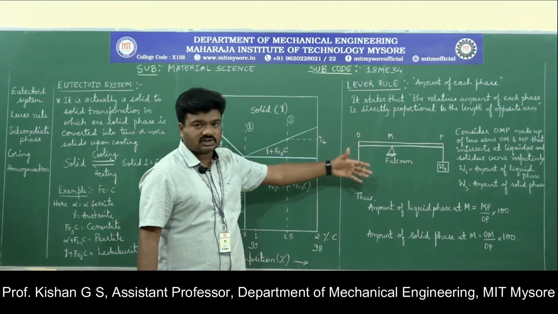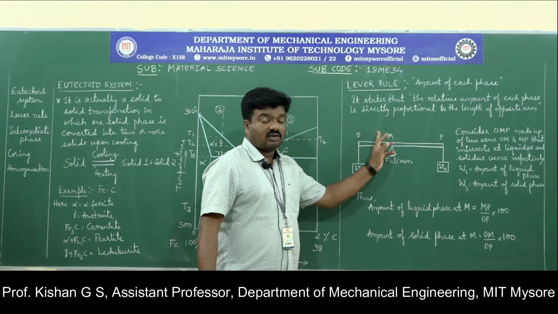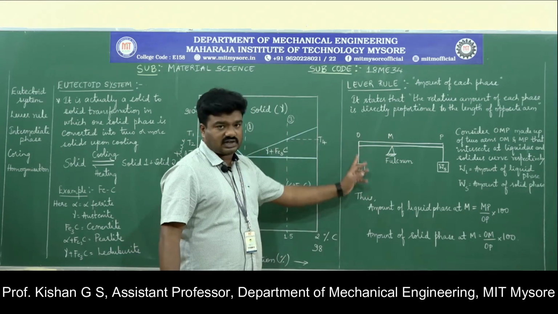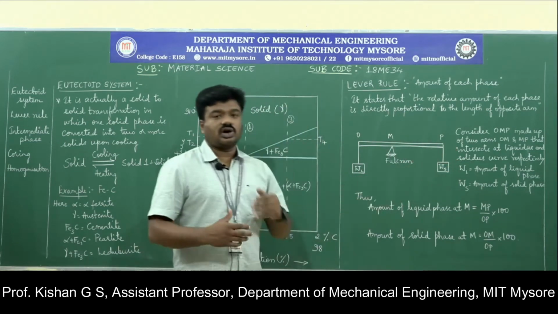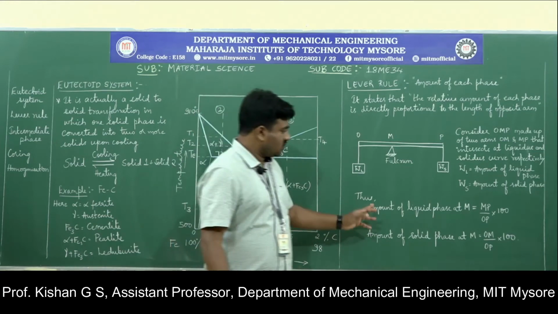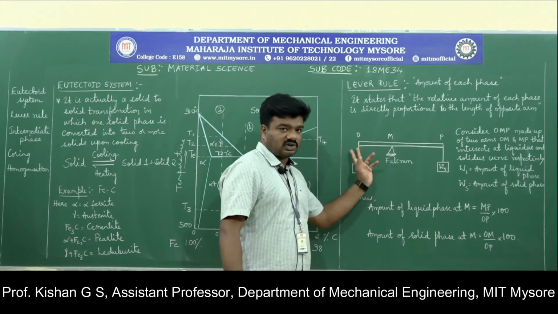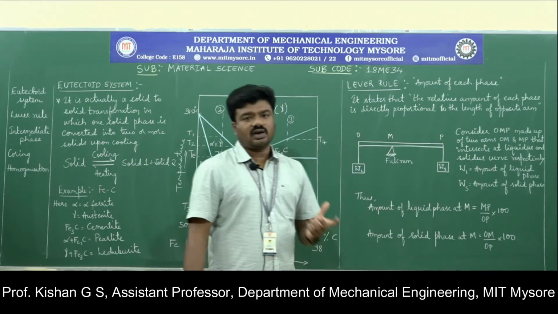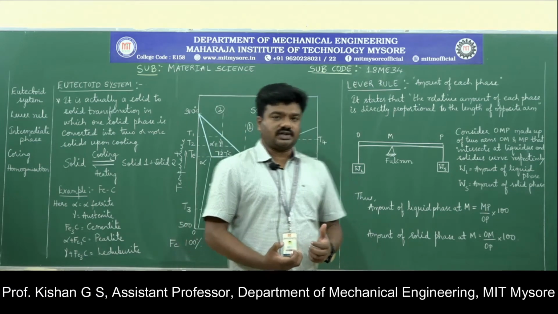So what happens in this case is that the amount of liquid phase present at M will be as follows. This is the liquidus line representation, that is OM, and MP is the solidus line. So the amount of liquid phase at M is equal to MP, that is opposite to the liquidus line, divided by OP, that is the overall length of the arm of consideration, into 100, which represents the value in percentage.